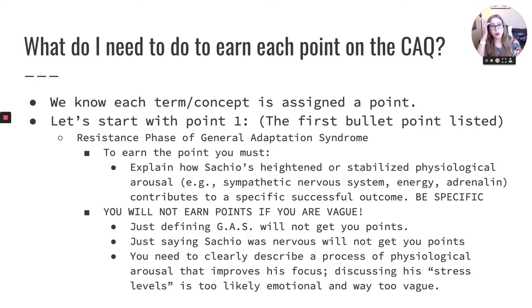So if you only define the resistance phase of GAS, then you're not going to get points because you haven't addressed all parts of the question. You need to really explain how this affects Seishio's situation. You also need to be specific. If you just say that Seishio was nervous or his stress levels were high and so that caused something to happen, that's not good enough because anyone could figure that out just from reading the scenario. You need to really prove to your grader that you took AP Psychology and you paid attention this year.